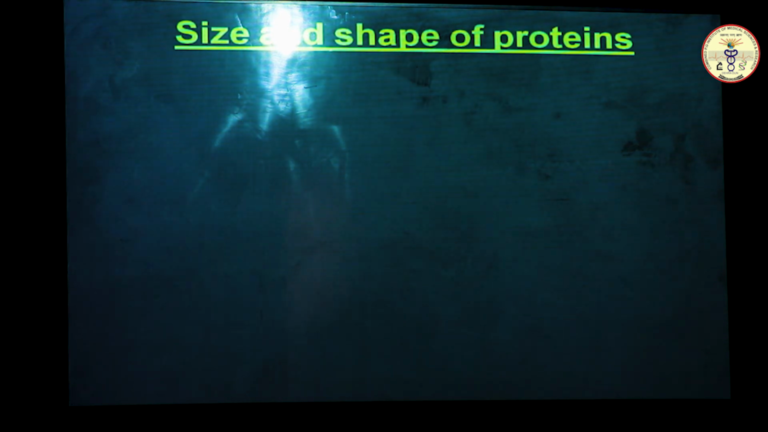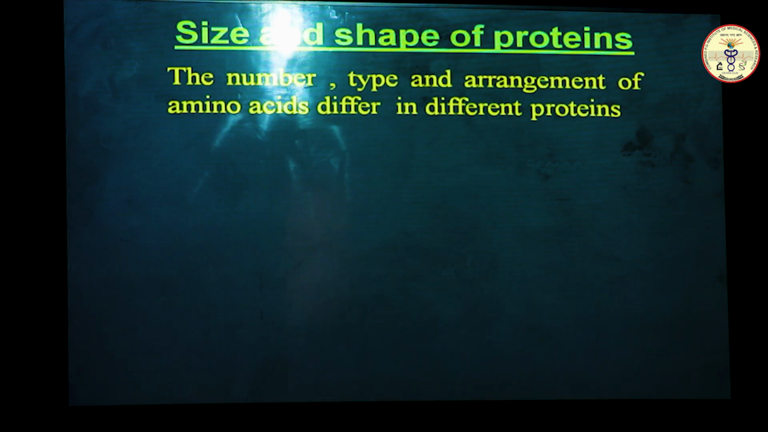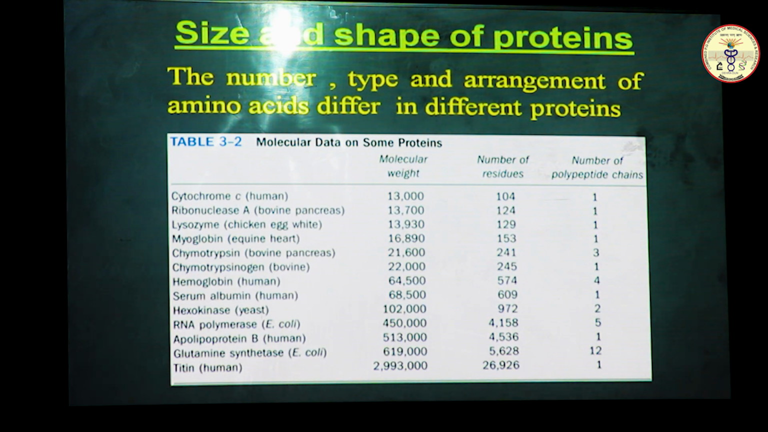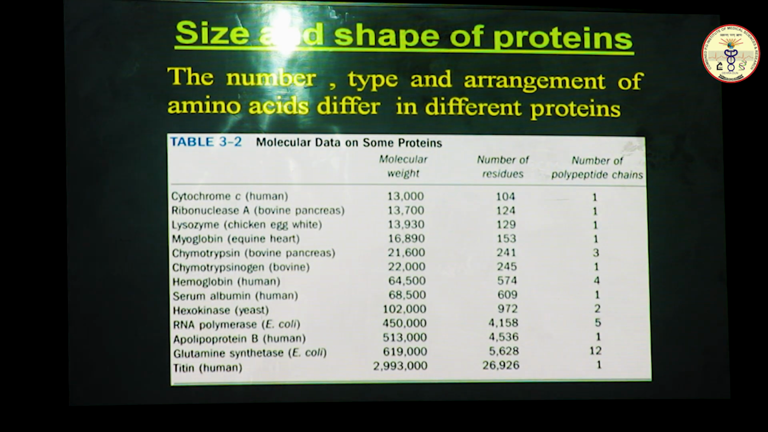Talking about the size and shape of proteins, the number, type and arrangement of amino acids differ in different proteins. So, here as we can see, the proteins with different molecular weight, number of residues and the difference in the number of polypeptide chains. Here the chymotrypsin has the number of polypeptide chains present is 3, whereas in hemoglobin it is 4.